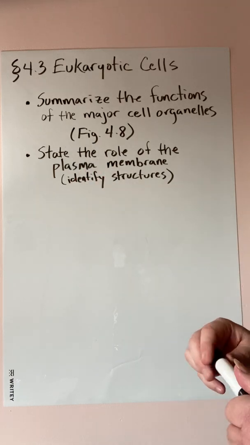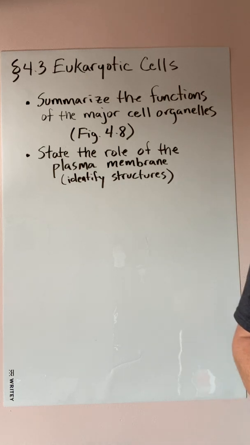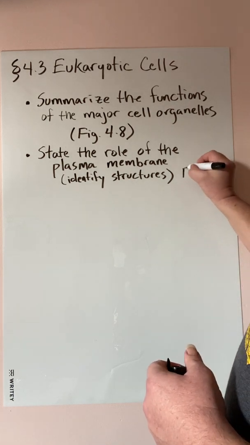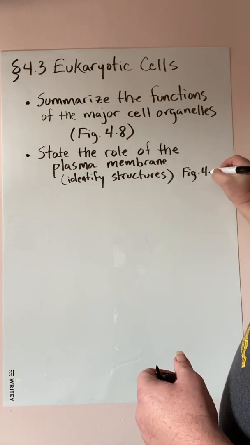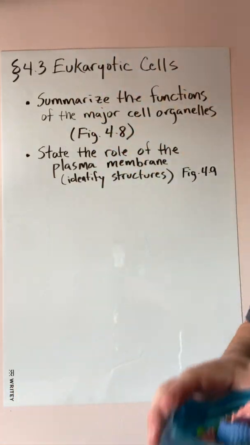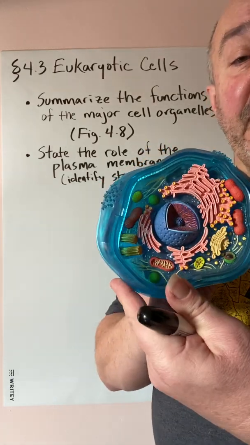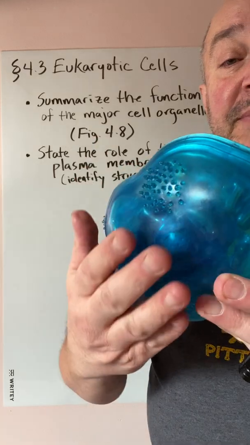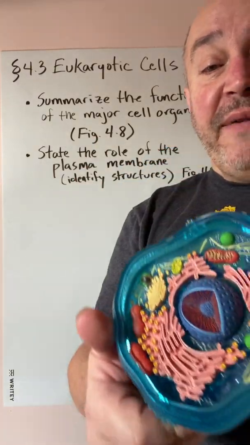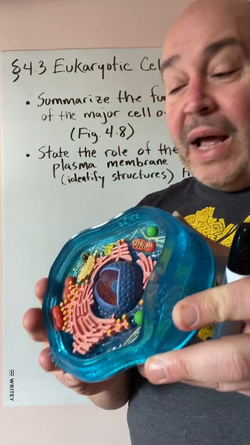But the learning objective says state the role of the plasma membrane, and I also want you to be able to identify the structures. And so in the book, you can see they have a very good diagram, figure 4.9. And so you should be able to identify the different parts of the plasma membrane. So the plasma membrane is what surrounds a cell. So this is a typical animal cell. All of this blue that you see here and that they've cut away from in the front, so you can see it would cover all of this, that's the plasma membrane.